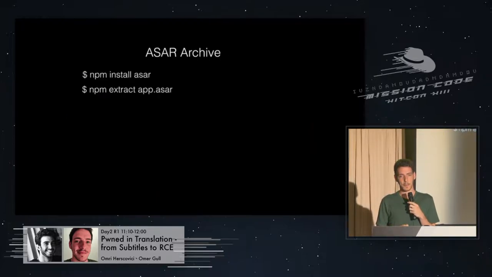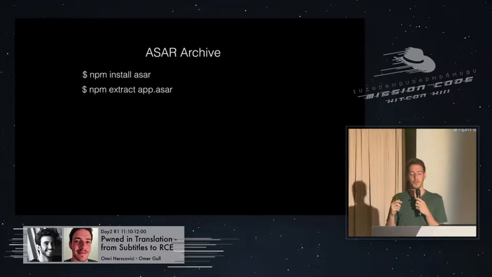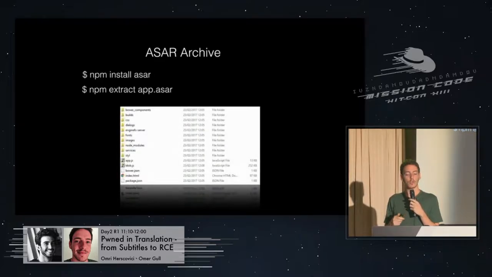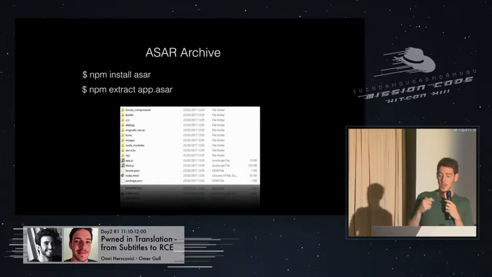Stremio's code is archived as an asar file, which is a simple tar-like format that just concatenates all the files together, but without any compression. So we used the Node.js library to extract it, and we got all the necessary files we needed in order to inspect the code.